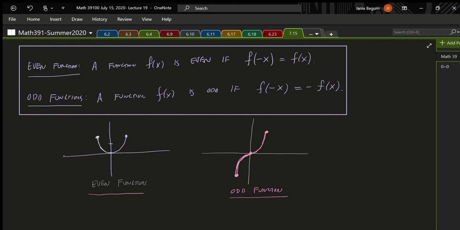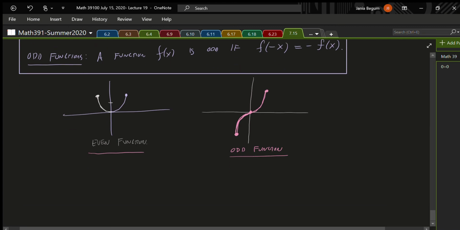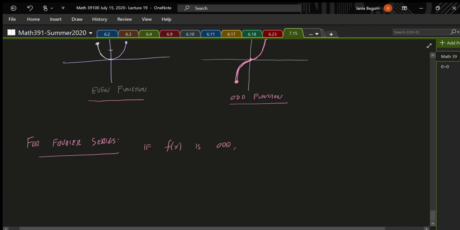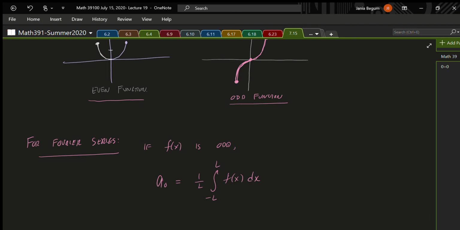So now, how do we connect this to Fourier series? Well, let's check this out. So for Fourier series, if f of x is odd, what happened to a0? a0 is, by definition, 1 over L times the integral from negative L to L of f of x dx. So if f of x is odd, what can we say about a0?